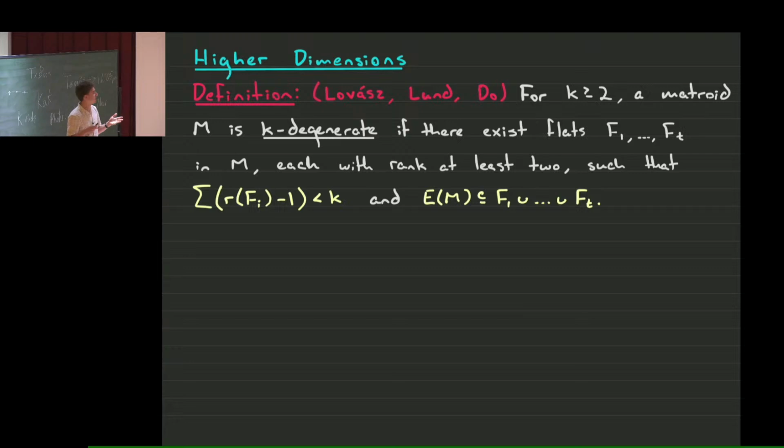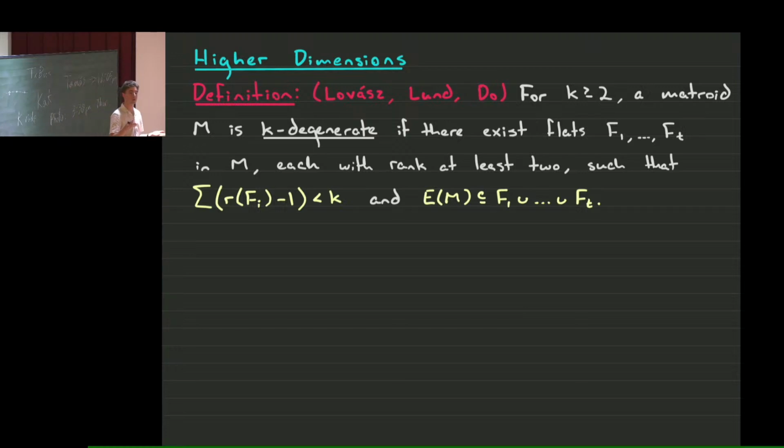We call a matroid K-degenerate if it can be covered by a collection of flats, each with rank at least 2, whose dimensions sum to less than K. And what I'll tell you is that a matroid's 2-degenerate if and only if it's a line, and a matroid is 3-degenerate if and only if it's a plane or the union of 2 lines.